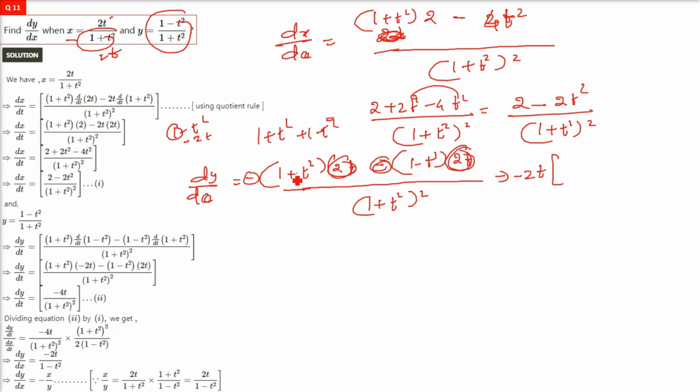1 plus 1 is 2. So 1 plus 1 is 2. 2 into minus 2t is minus 4t. This is 2. So minus 4t it will be divided by 1 plus t square whole square.